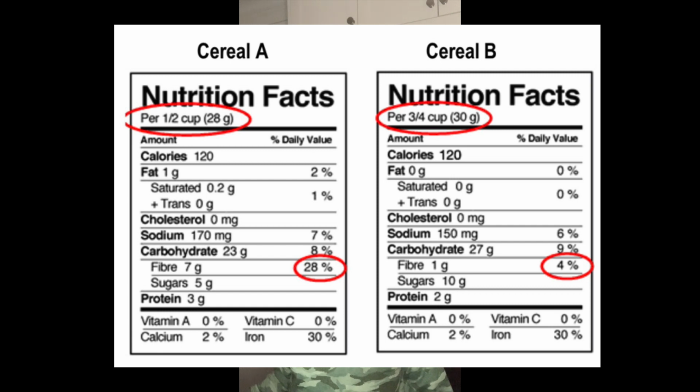One is 28%. Higher than 15% is generally a lot of something in a product, and lower than 5% is generally a small amount in a product. So if I want a lot of fiber, I want higher than 15%, which is demonstrated here in cereal A. Less than 5% means there's very little in the product, so this would only be 4% in cereal B. In this example, cereal A is a better choice than cereal B because it has more fiber.